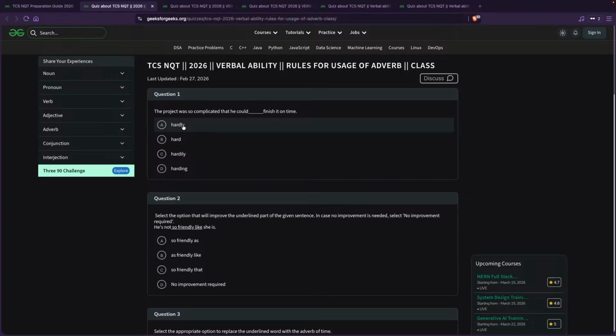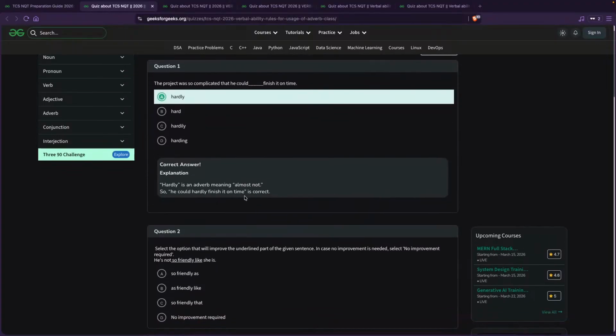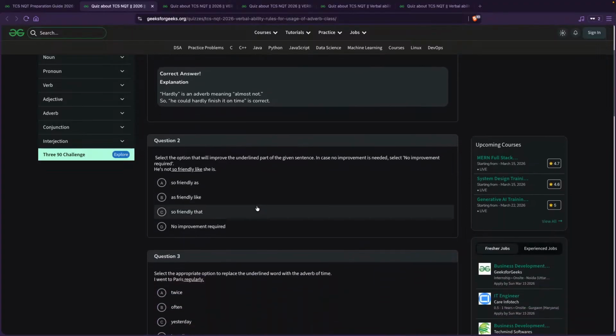The project was so complicated that he could not finish it in time. He could hardly. He could hardly means the past tense, he didn't finish that. Hardly is an adverb meaning almost not. So he could hardly finish it in time. It's correct.